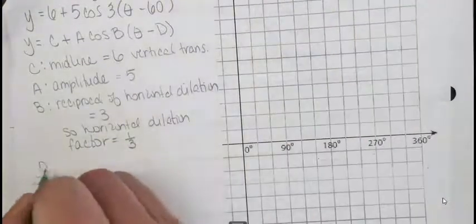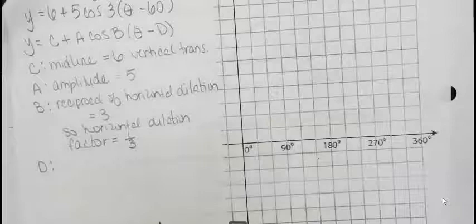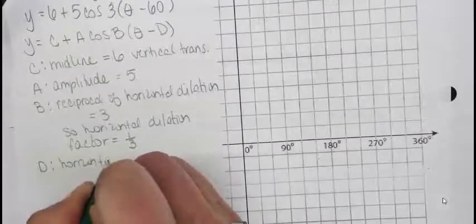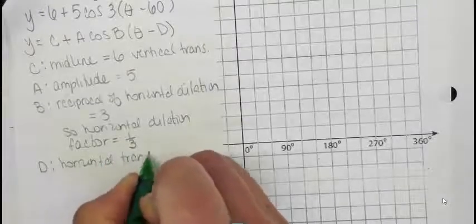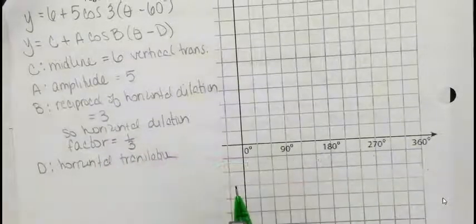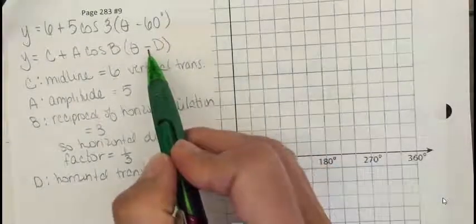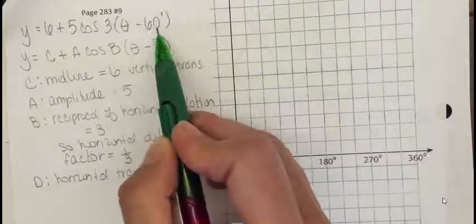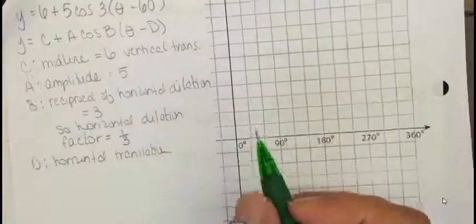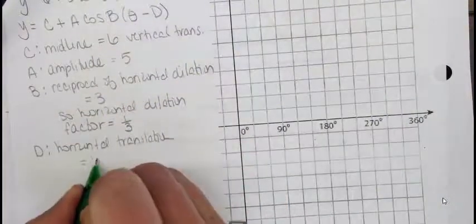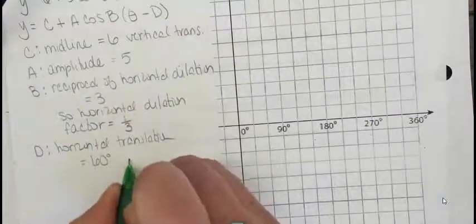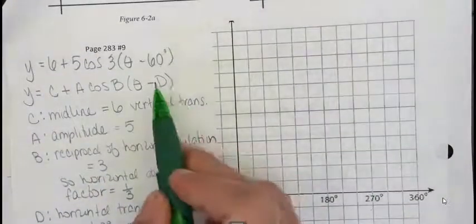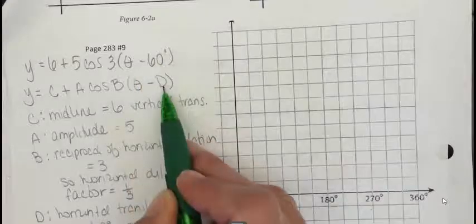And the last one is our phase displacement, or that's our horizontal translation. And notice it's always minus d. So if it's minus 60, that means that I've actually moved right 60 degrees. So this is going to equal 60 degrees, which means I go right 60 degrees. If it had been plus 60 degrees, then I would know that d would be negative.